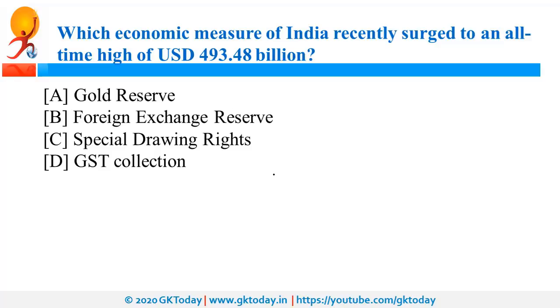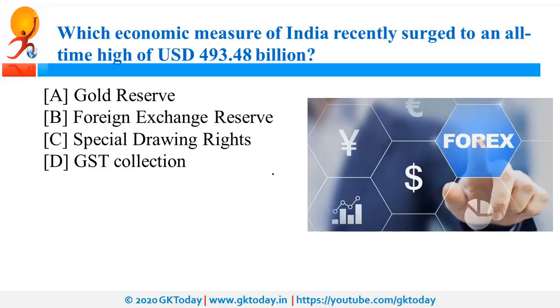Which economic measure of India recently surged to an all-time high of $493.48 billions? So it is our Forex, that is foreign exchange reserve, and the major component of this Forex reserve is foreign currency assets. That means the currency of other countries. It also includes gold reserves as well as SDR of IMF. What is IMF? It is International Monetary Fund. What is SDR? Please answer in the comment box.